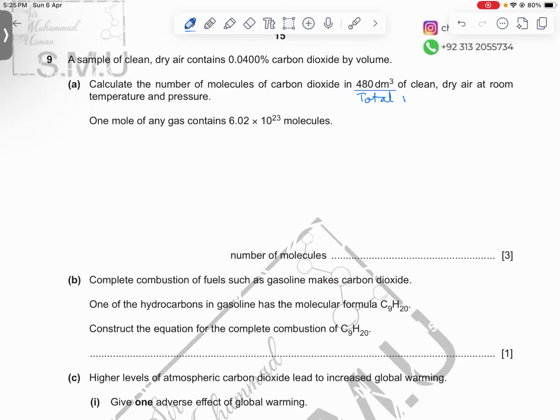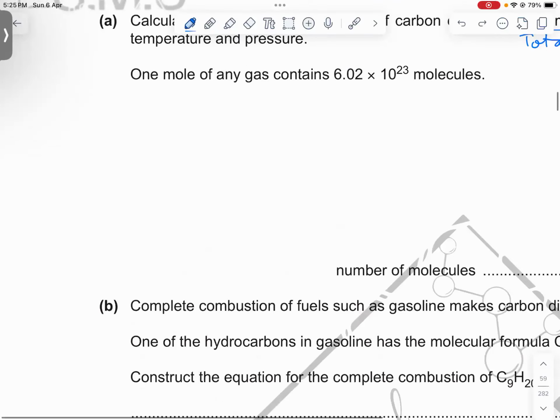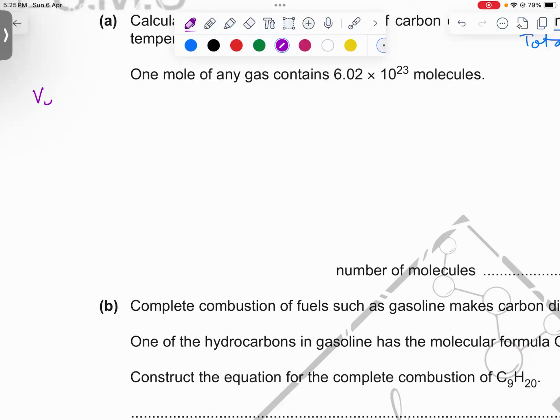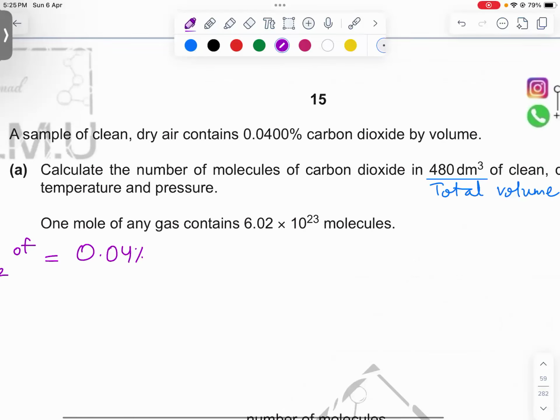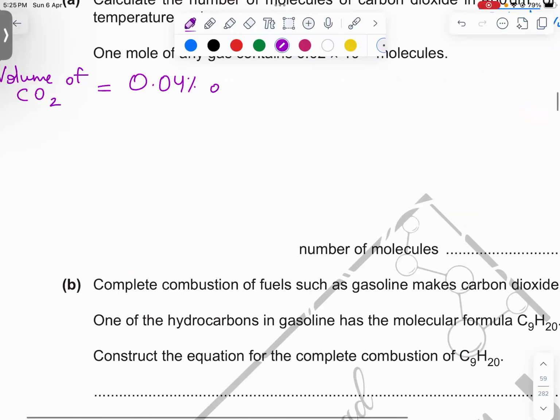This is a very typical question. So you are going to need some maths in it. It is common sense as well, a little bit of it. So 0.04% of it is carbon dioxide. So we are going to find out. First, we have to write a statement down because that is going to help us. Volume of CO2 is equal to 0.04%. That is it, right? So yeah, we don't have to put the extra zeros. Of volume of air, all right?